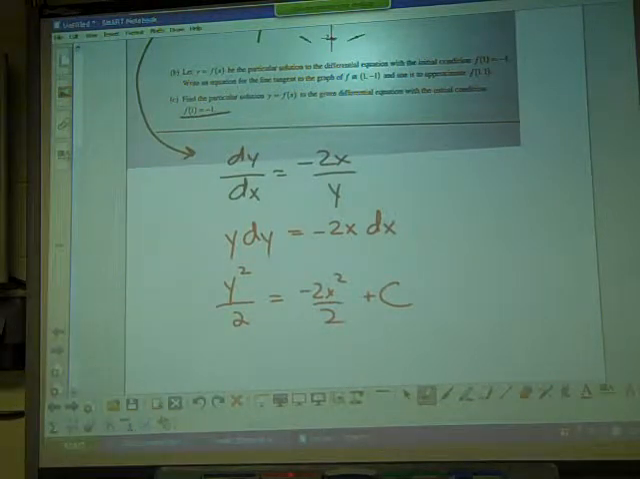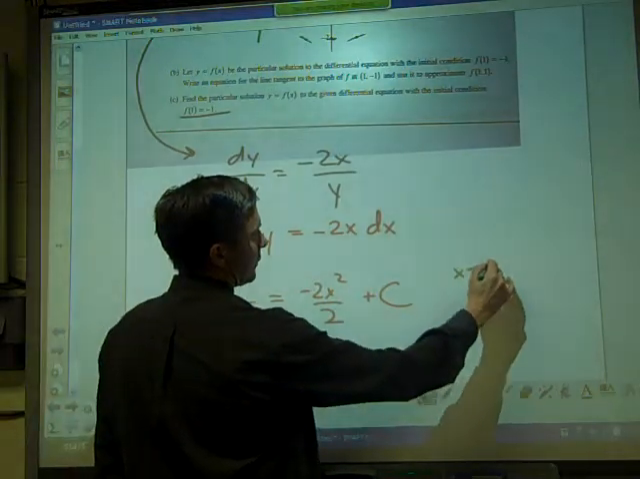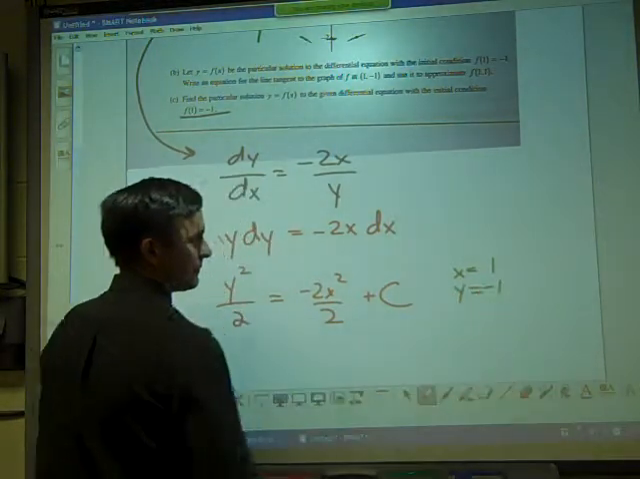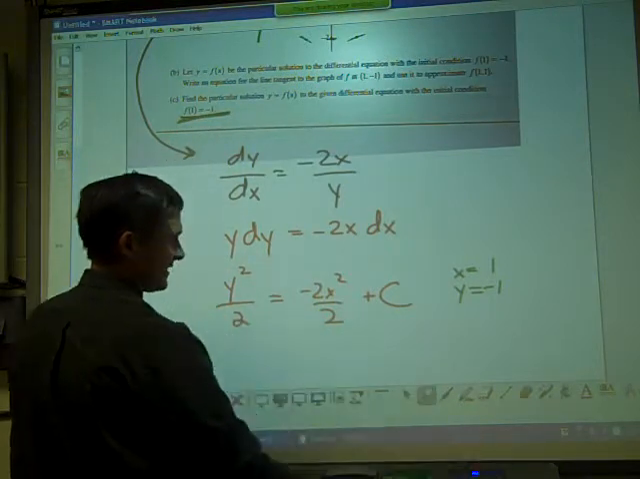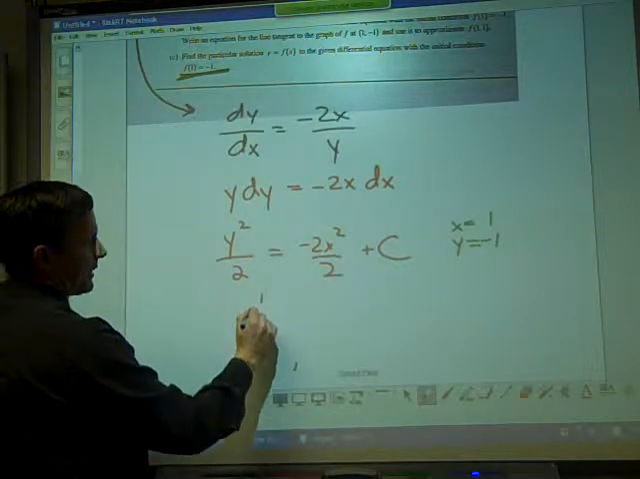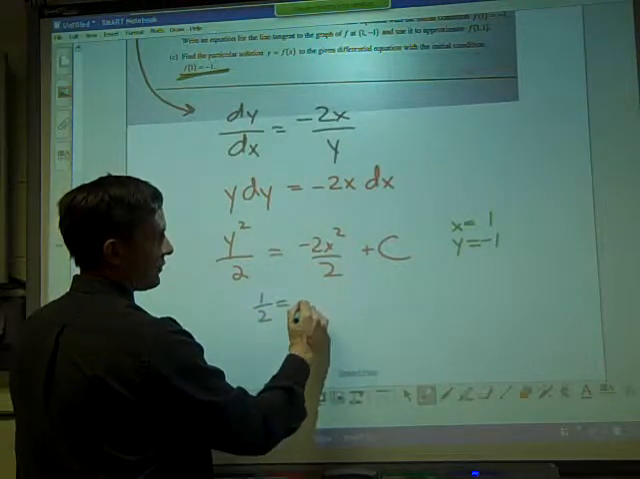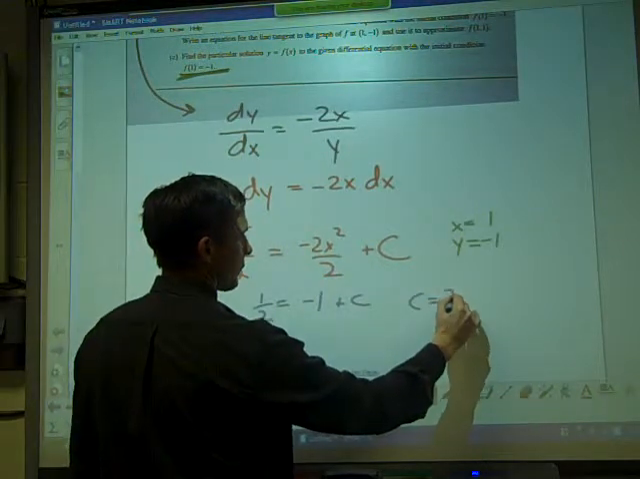All right, they want us to evaluate a particular solution when x is 1, y is negative 1, and that's from this initial condition. So I'll plug that in, and I'll find C. Let's see, if I do that, I get 1/2 equals negative 1 plus C. So I think C is going to become 1.5 or 3/2.